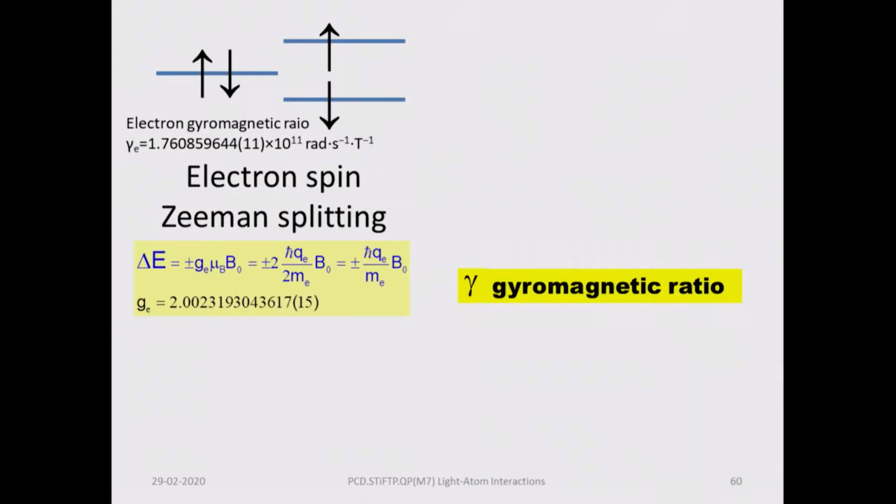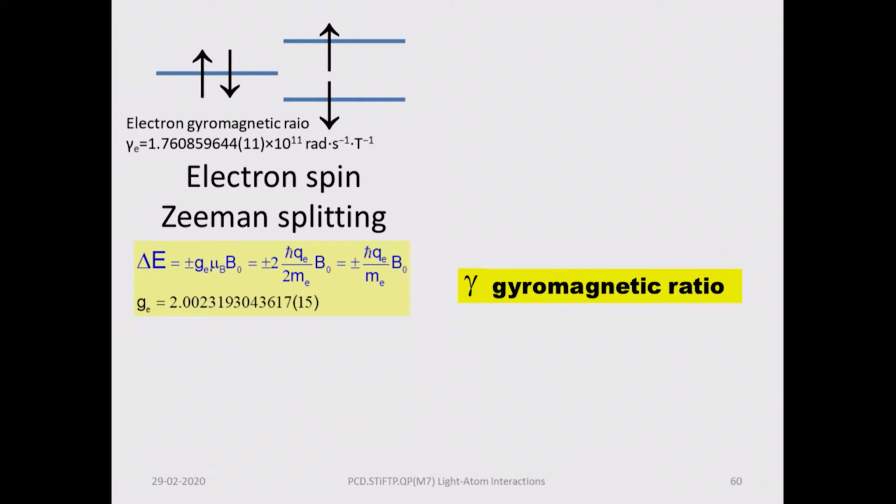So this two-level problem is very similar to the Zeeman effect. The whole mathematics of this two-level problem is completely identical to that of the Zeeman effect, the quantum mechanics involved in the Zeeman effect.